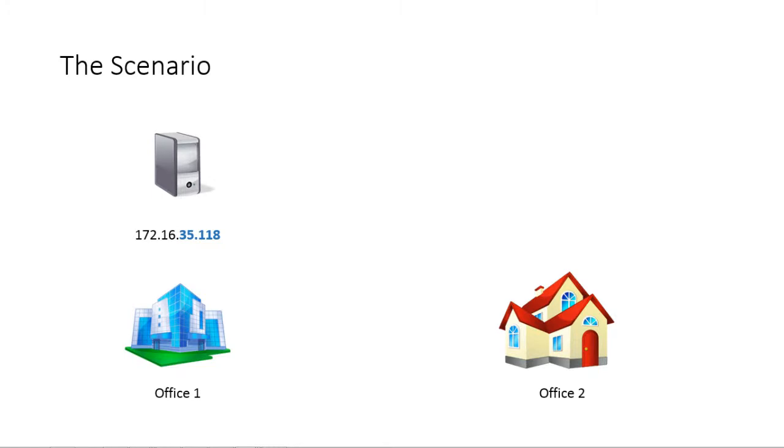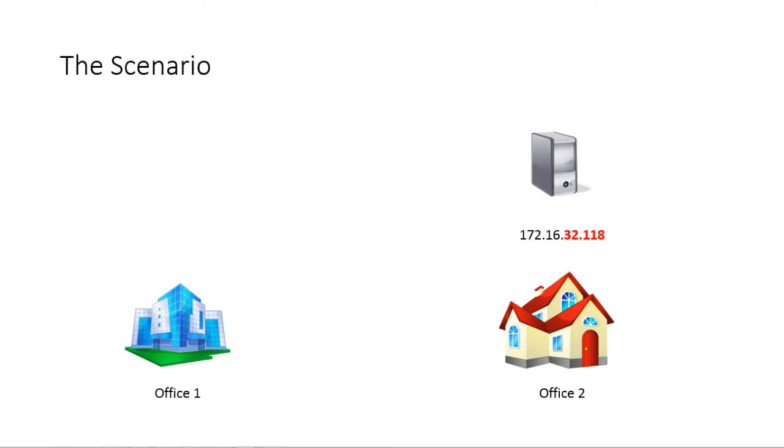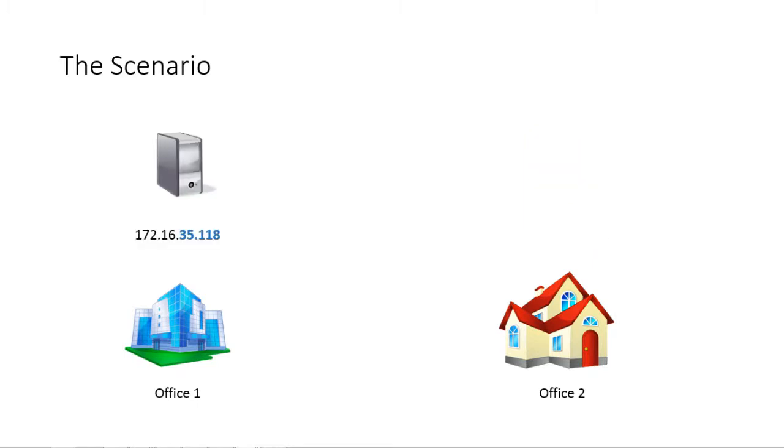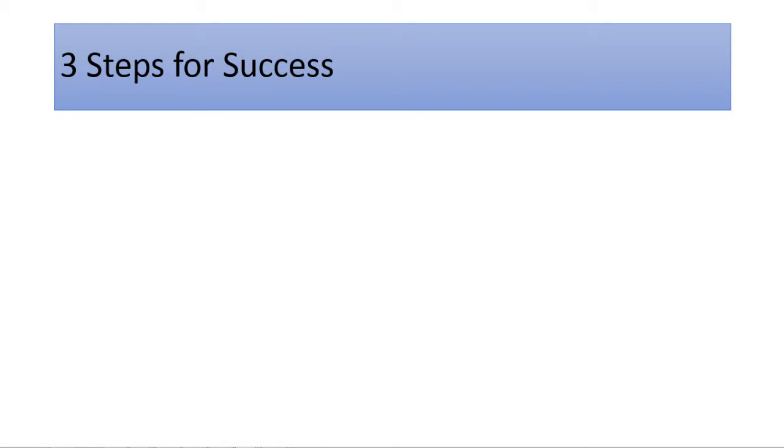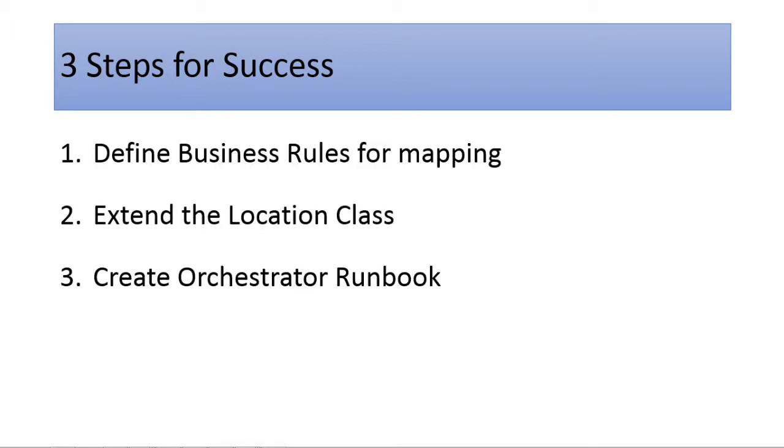So the scenario is we have CIs which are located in office number 1. We want to see that, and as soon as the CI moves, the IP address changes from a 35 network to a 32 network, and we want to see that in the system. Before we start, we need to know 3 steps. We have business rules, we have a location class extension, and an orchestrator runbook. You will find everything in the blog entry to create that in your environment as well.